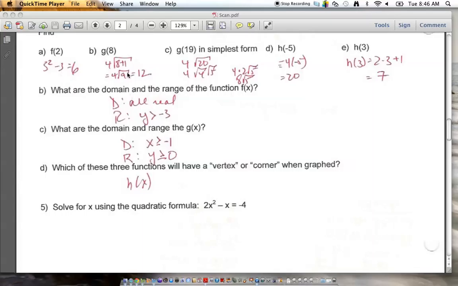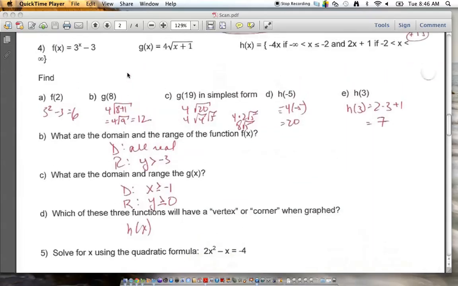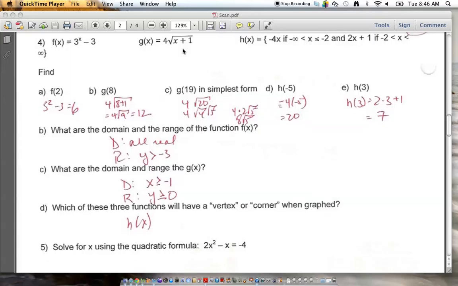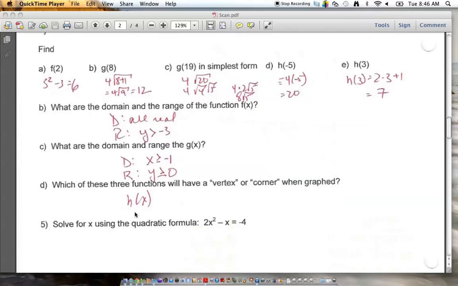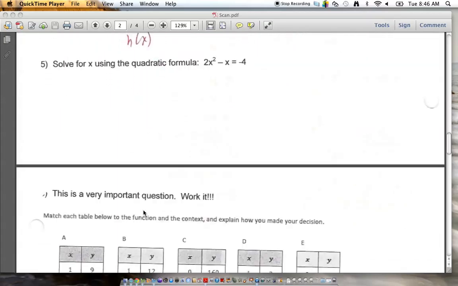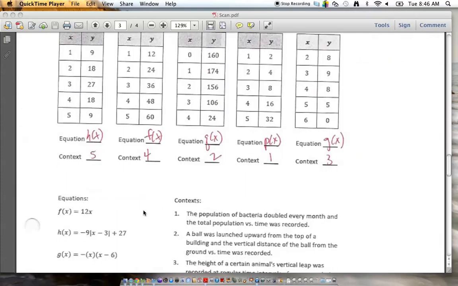Domain and range for g. The thing about g is that you cannot get a negative under this radical. You can have a 0, but you can't have a negative. So it's going to be x greater than or equal to negative 1. And the range is, the square root of anything is 0 or higher. It's always positive. So y greater than or equal to 0. Which will have a vertex or a corner when graphed? Choice D.